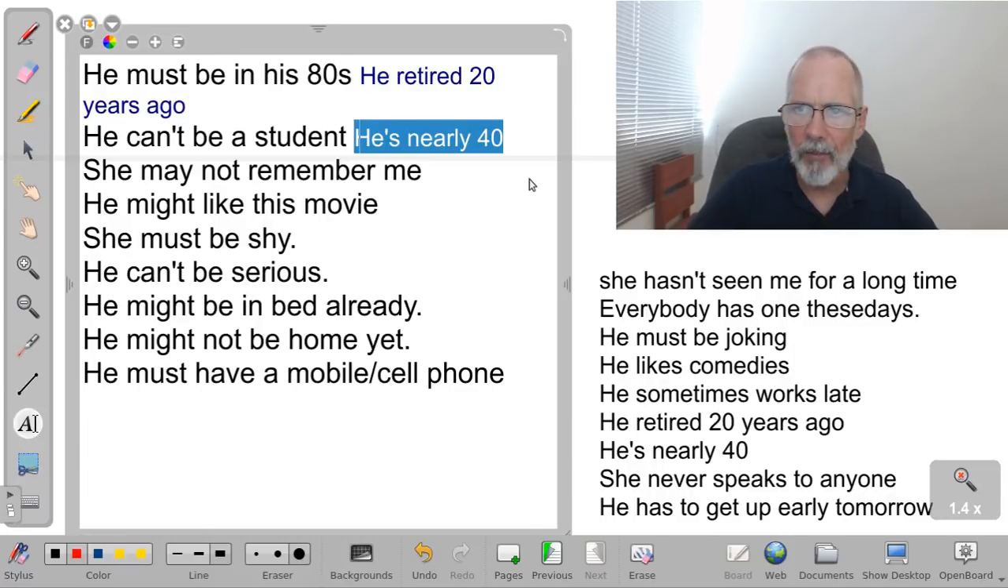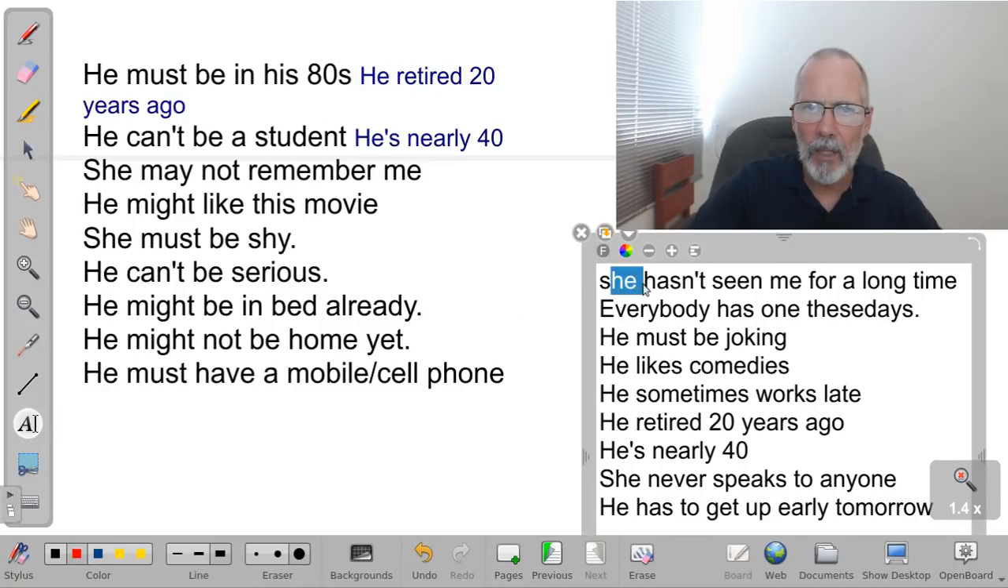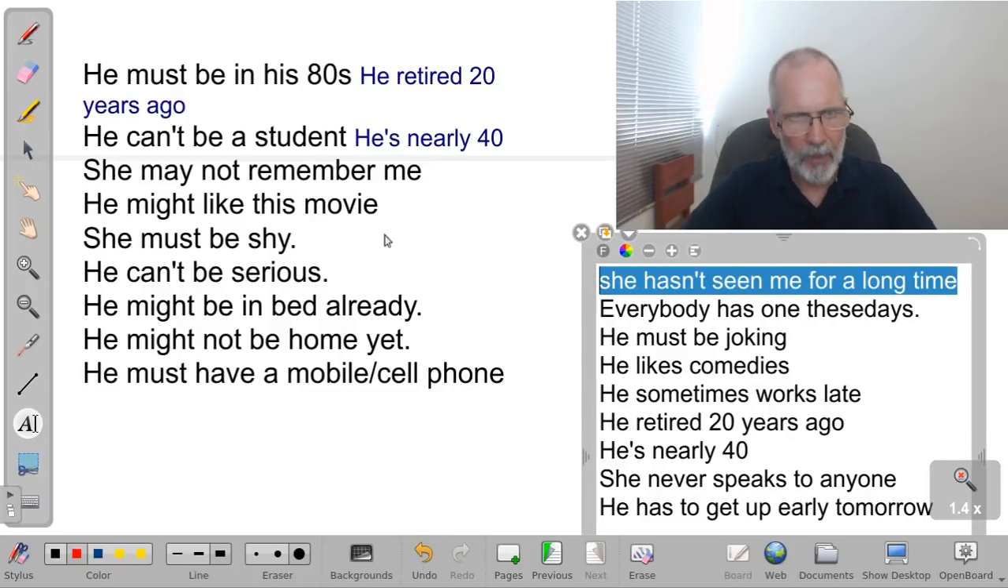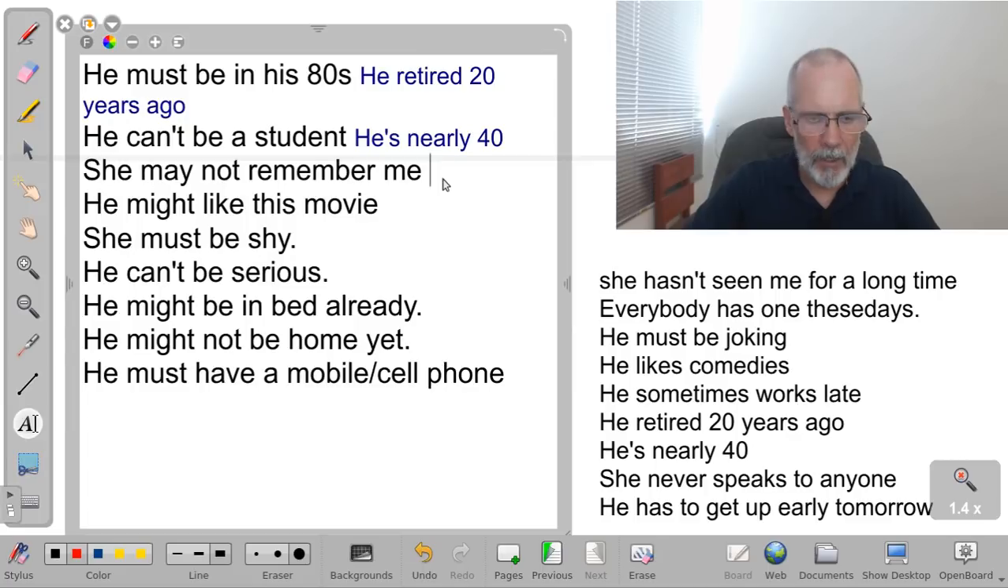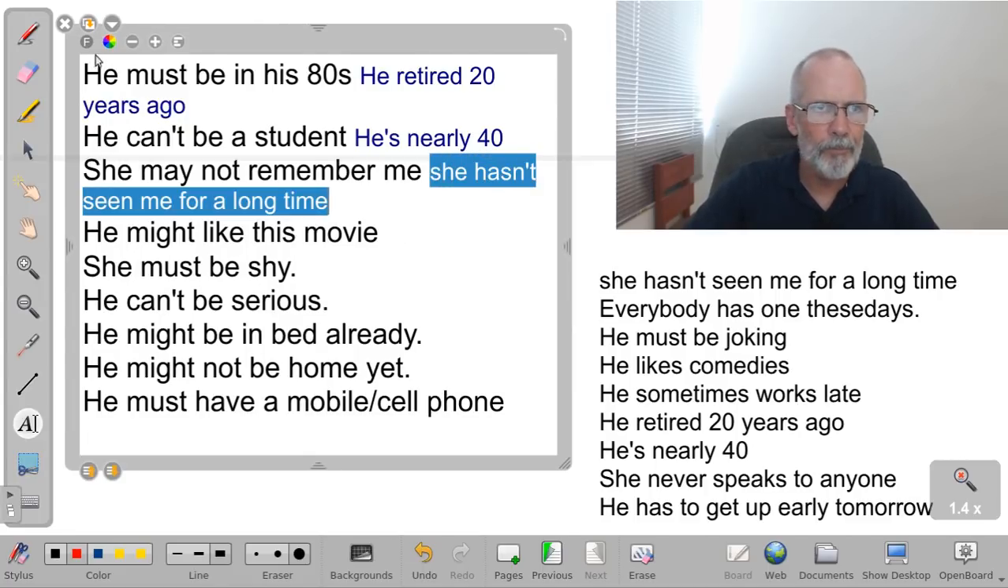Tania says it's the first sentence. Yeah, very good. She may not remember me. She hasn't seen me for a long time. She may not remember me. She hasn't seen me for a long time. Very good.